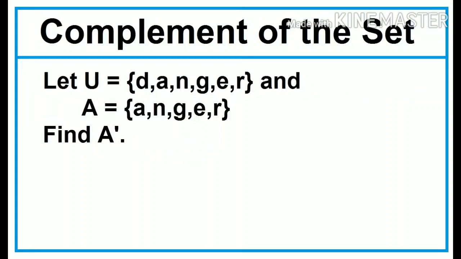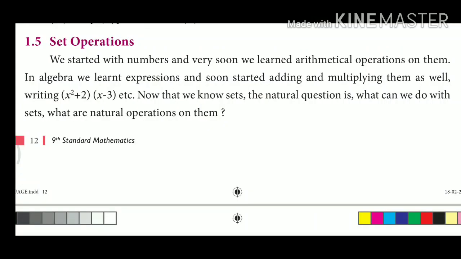U is equal to the elements D, A, N, G, E, R and A contains A, N, G, E, R. If you neglect A, N, G, E, R, you will get D as the A dash. With this, we learned the 4 operations of set. Next, we will see some examples from our textbook under set operations.